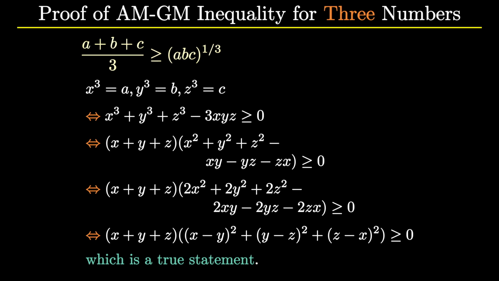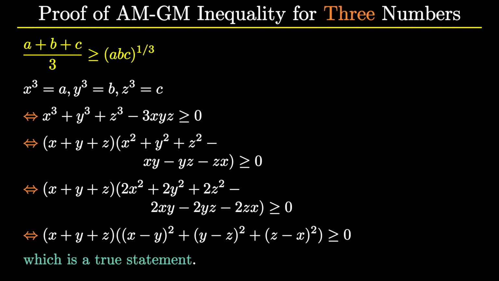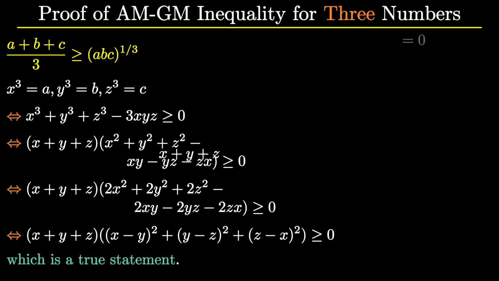But the work is not done yet. We have to figure out when the equality holds. Notice that in the last statement, the equality holds if and only if any of the factors becomes 0. Since x, y and z are non-negative, the first factor can be 0 if and only if each of x, y and z equals 0. Equivalently, x is equal to y is equal to z is equal to 0.